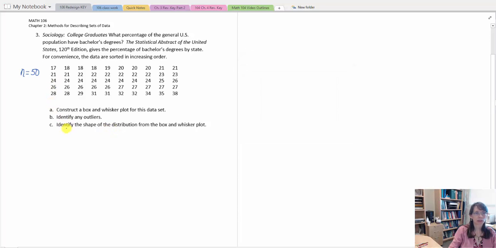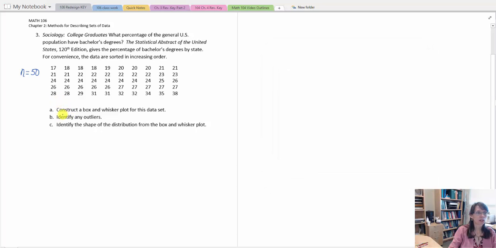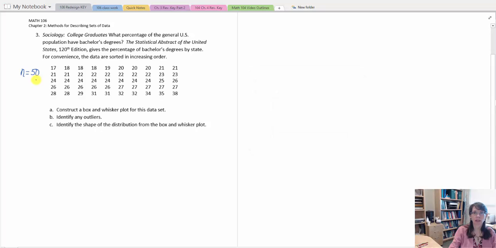So in order to construct the box and whisker plot, we need our 5-number summary. That is, we need the median of the data, the lower quartile, the upper quartile, the minimum value, and the maximum value. So the first thing we'll calculate is the median of the data. If we have 50 measurements, I know that 25 is halfway, and I've got 10 in each row. So between these 2 measurements will be the middle of the data. So I have an even number of measurements. To calculate the median, I will add the numbers and divide by 2.